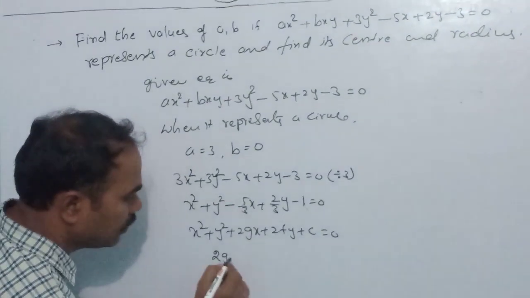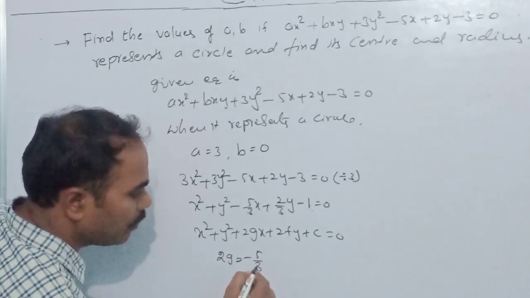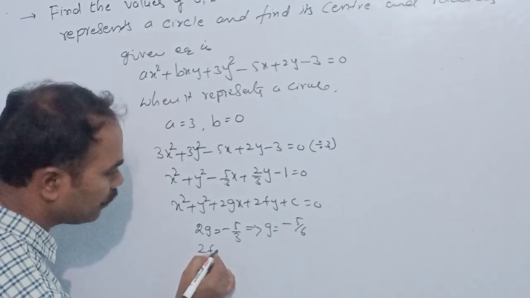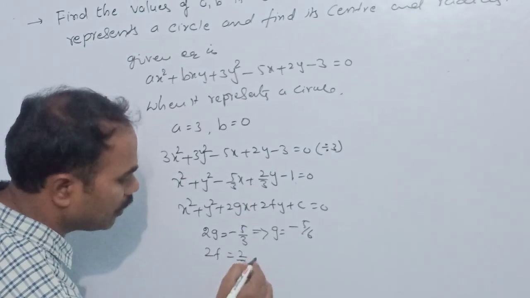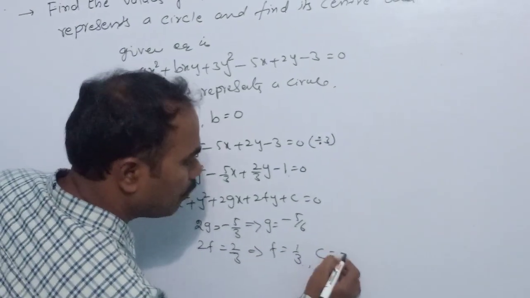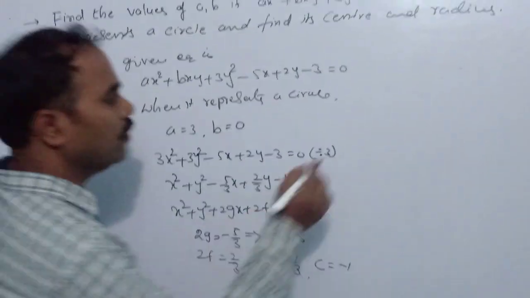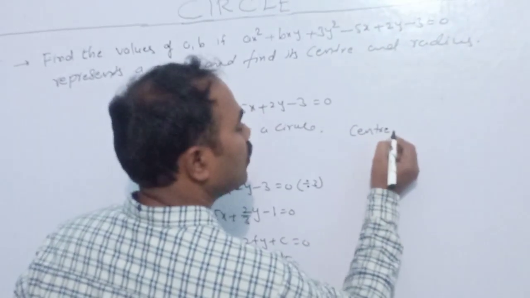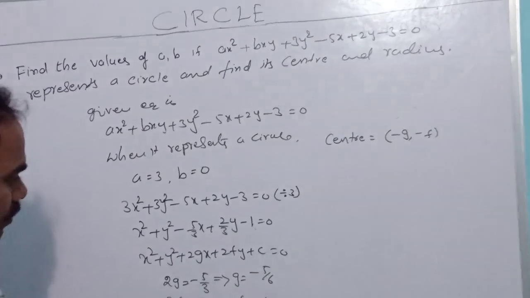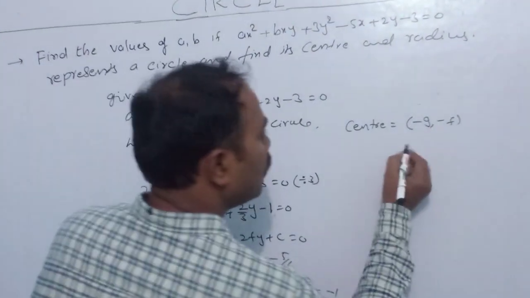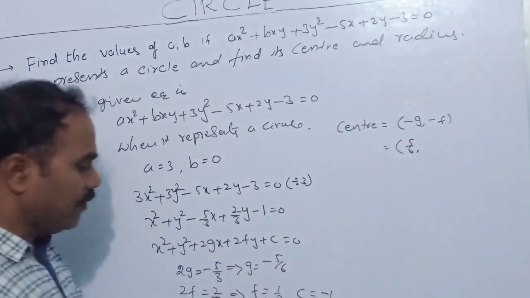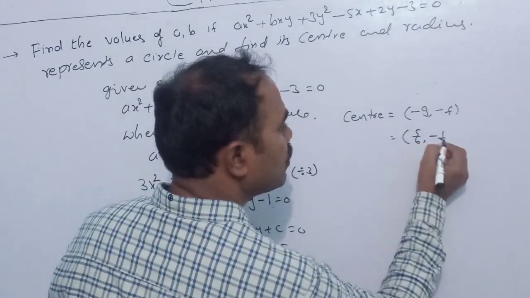Where the x coefficient 2g is equal to -5 by 3 and g equals -5 by 6. 2f is equal to 2 by 3 and f is equal to 1 by 3, where c is equal to -1. Now the center, this is the center formula: (-g, -f). As g is -5 by 6, -g means 5 by 6. f is 1 by 3, so -f means -1 by 3.